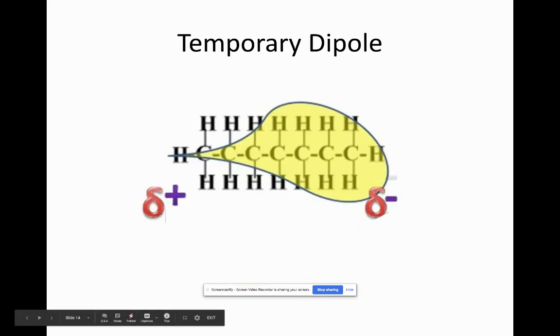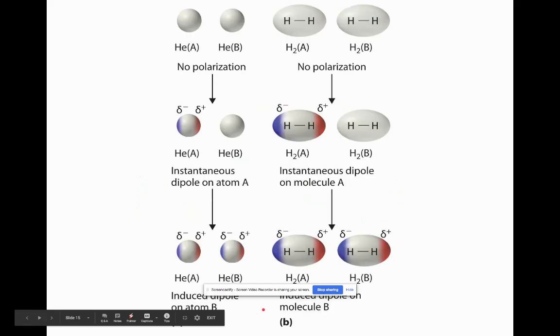So a temporary dipole is where you have all the electrons temporarily shifted to one side of a non-polar molecule, which causes it to be temporarily charged on each end, a negative side and a positive side. Here is another image which shows different interactions between nonpolar molecules, induces some polarity, which can cause interactions.